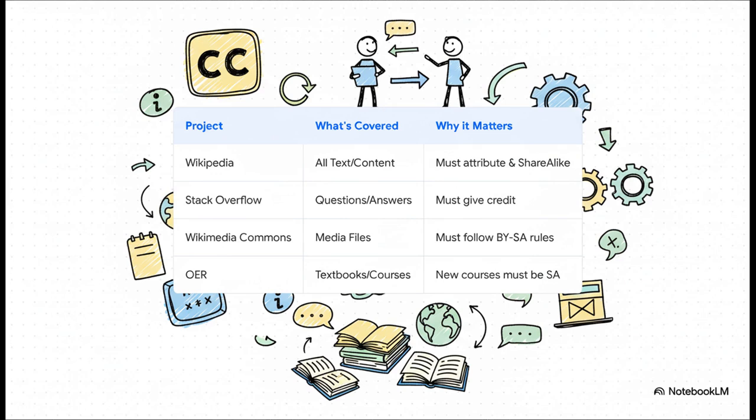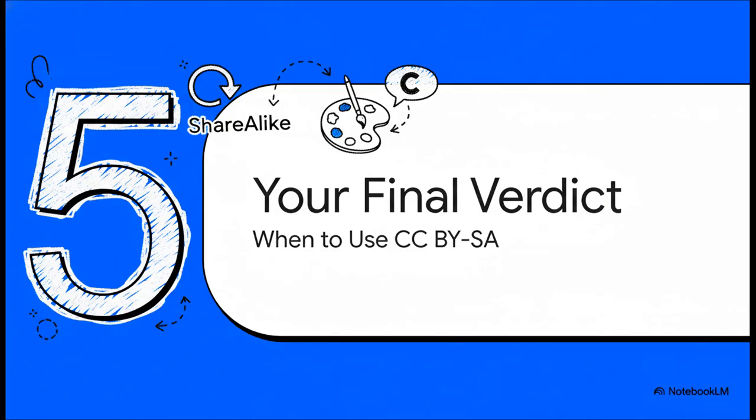Let's start with the big one, Wikipedia. All of its text and content is licensed under CC BY SA. That's why you can use its information, but it's also why you have to give credit and keep that share-alike promise. What about a developer's best friend, Stack Overflow? All those questions and answers? Yep, same deal. Wikimedia Commons, where we get so many media files and images? You got it, you have to follow the BY SA rules. And even open educational resources, we're talking free textbooks and courses, they all use this license to keep knowledge and learning free and flowing.